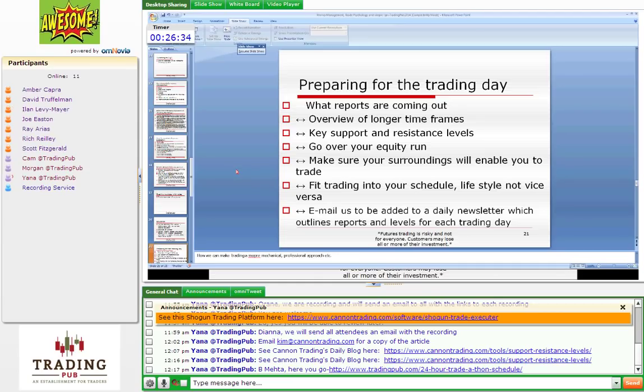Key support and resistance. Make sure you go over your daily statements, that if you think that yesterday you traded 10 by 10 and you made $500, that is what it is. And another thing that is critical, in my opinion, is to fit trading into your schedule and lifestyle, and not vice versa. If you're a full-time professional trader, then you do the vice versa as this becomes your job.